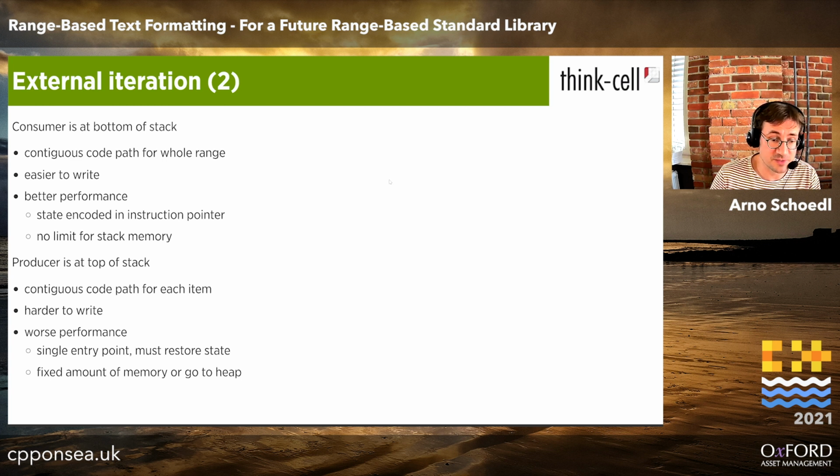You have the single entry point, and you have to restore the state to whatever it was before. You have to remember, you have to do the bookkeeping. And in between iterator calls, you only have a fixed amount of memory that you can store inside your iterator, or you have to allocate things on the heap.